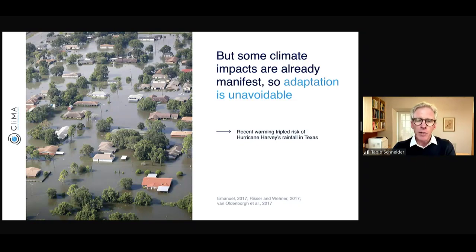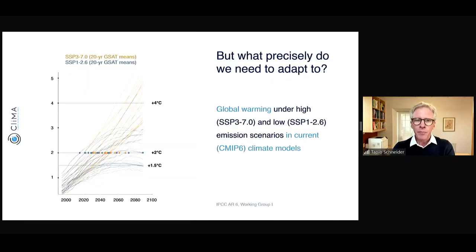Adaptation also means we need to know what to adapt to. And here's a bit the rub. Here's one example. This is global mean temperature change as a function of time into the future for two scenarios.